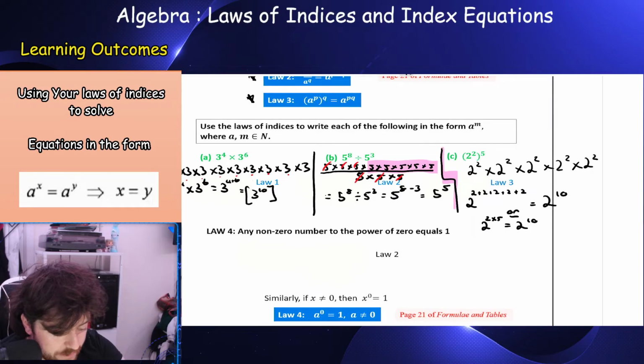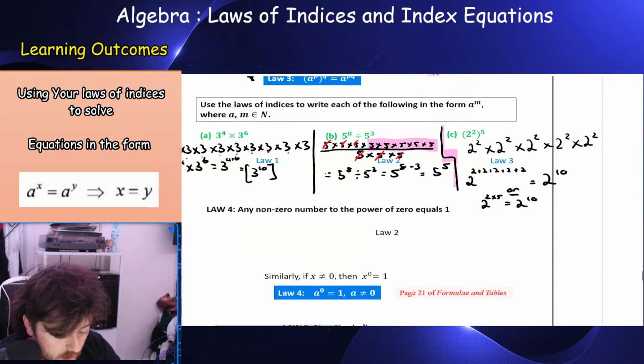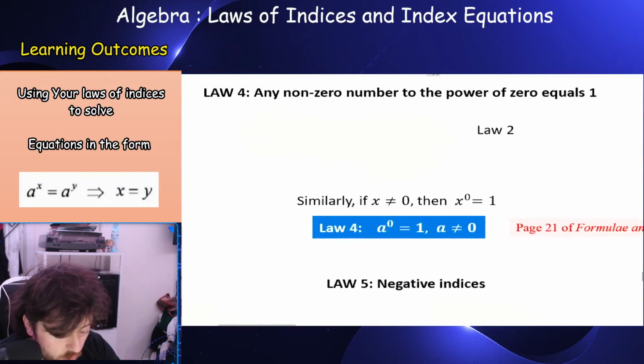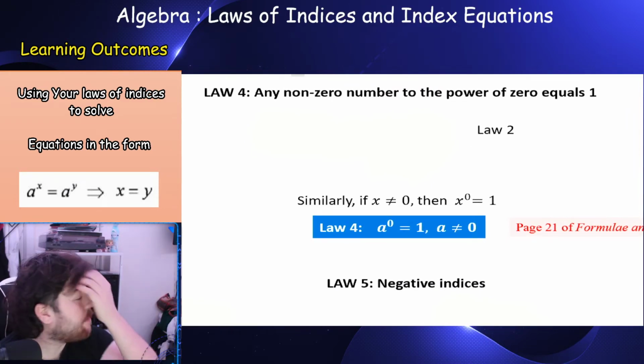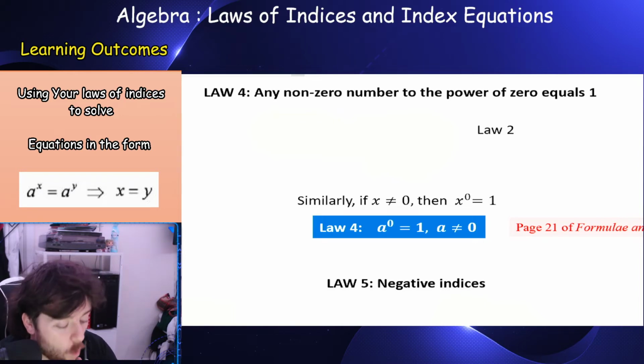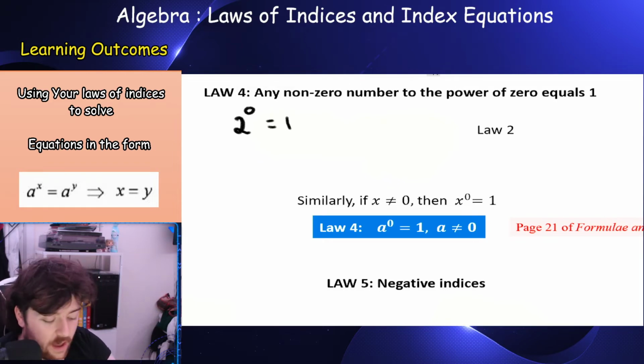That's law 3. The next law we have here, law 4: any non-zero number to the power of 0 equals 1. So what do I mean by that? If I have, say, 2 to the power of 0, that's going to equal 1. If I have 3 to the power of 0, that's going to equal 1.